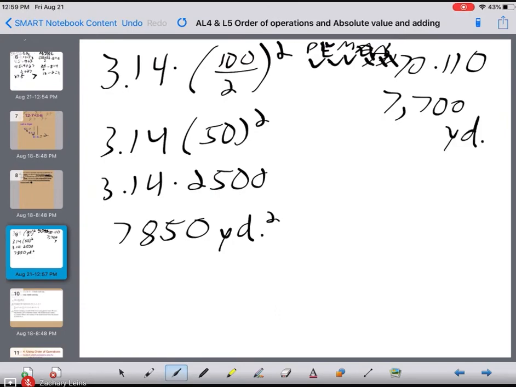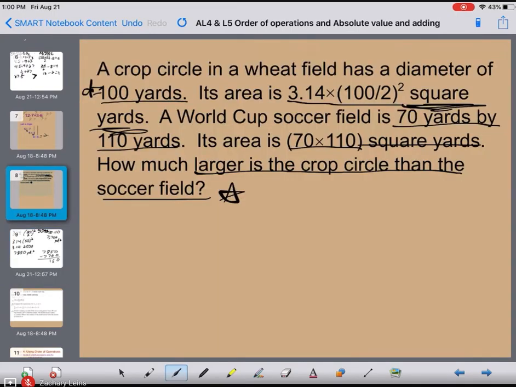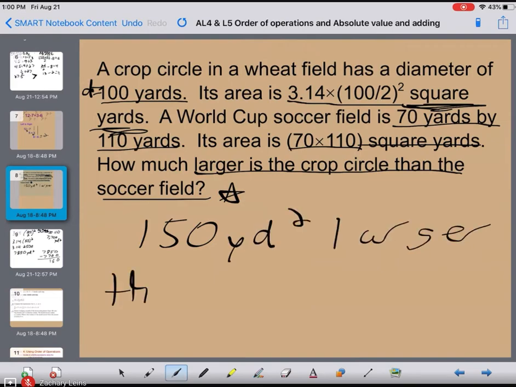Yep, so now let's go ahead and take the difference. So 7,850, all minus 7,700, and so we get 0, we get 5, we get 1. So therefore, let's go back to our answer. How much larger is the crop circle than the soccer field? So 150 yards squared larger than the soccer field.